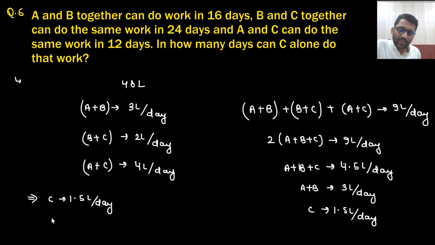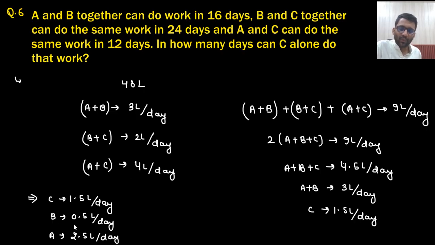How much is B eating then? 0.5 laddu per day, because C is eating 1.5. So from here you get to know that B is eating 0.5 laddu per day. And how much is A eating? 2.5 laddu per day. Now you can check all the equations.